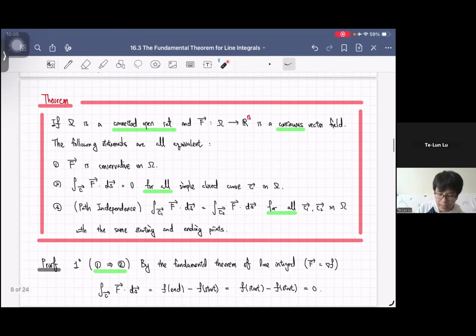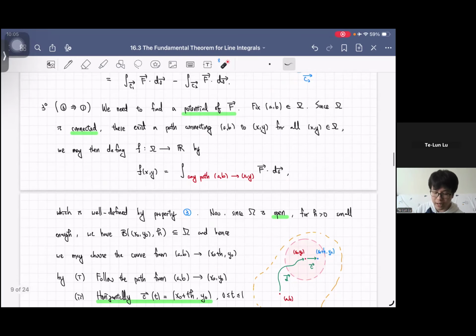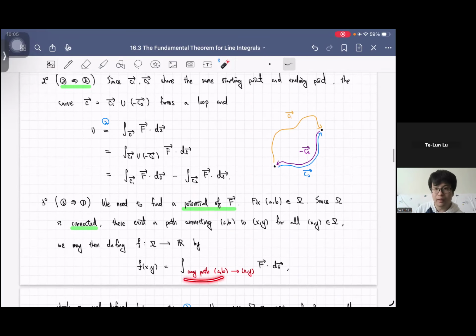Property 3 tells us that the path itself does not really mean anything. The only thing important is the starting point and the ending point. So this definition makes sense under the assumption of 3, because the only thing that matters is the point (a,b) and the point (x,y). So merely the existence of a path is sufficient. We know that there is some path that tracks from (a,b) all the way to (x,y), and any other path shares the same line integral with respect to that path. So this will be a well-defined function, okay?